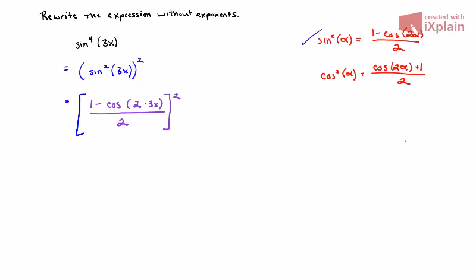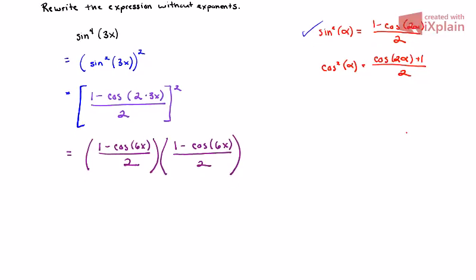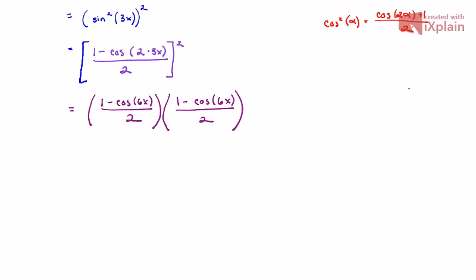Okay, so this is helpful, but now I'm going to go ahead and expand this out. Basically what I'm saying is I'm going to have 1 minus the cosine of 6x all over 2 times itself. So I'm basically just expanding out that exponent. Okay, I'm going to scoot that up.